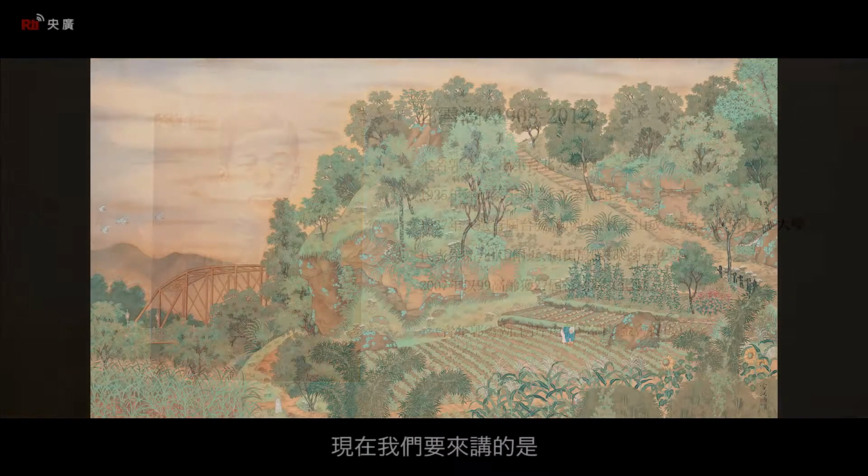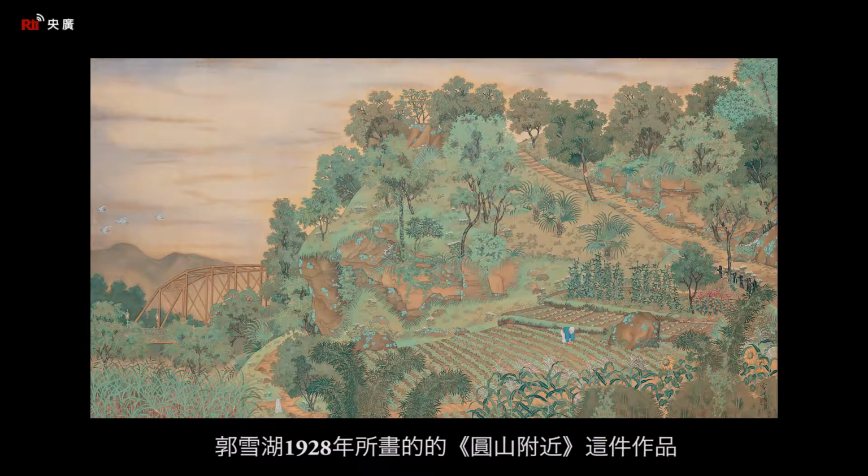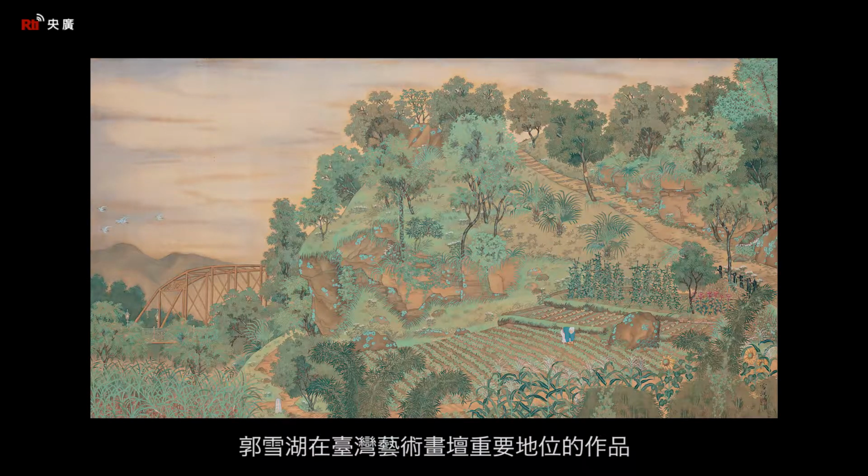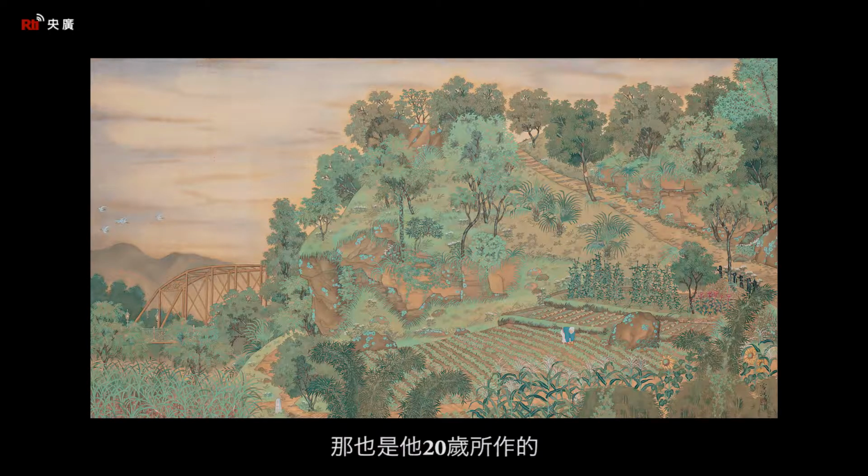We are now examining Kuo Hsueh-hu's 1928 painting titled Scenery near Yuan Shan. This is a painting that established Kuo Hsueh-hu as an important Taiwanese artist. He painted it at the age of 20. What is there to see here?